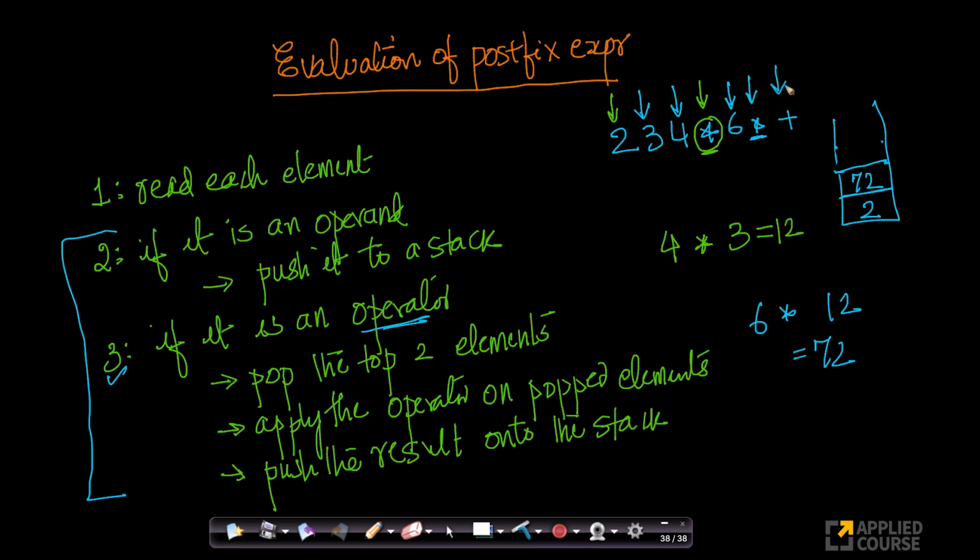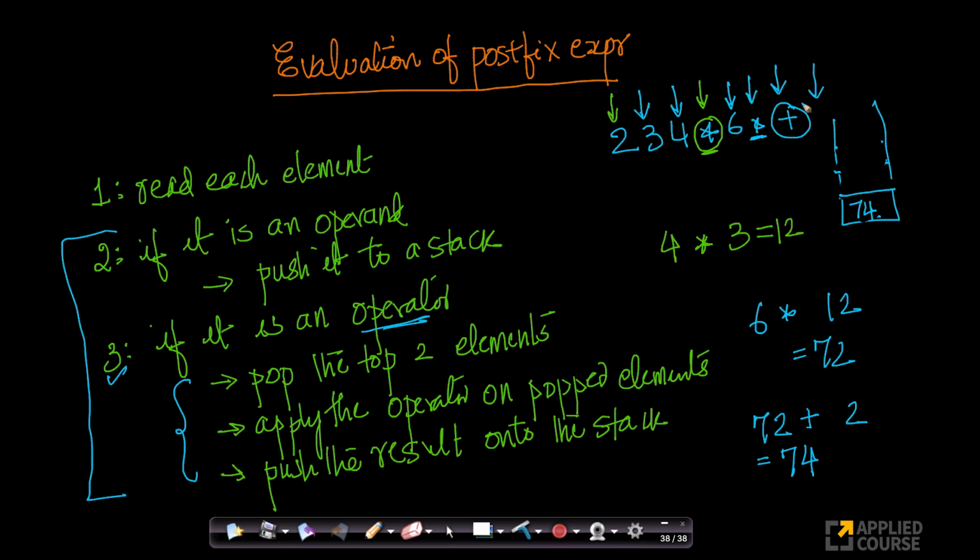What is the next thing? I get an operator. So I'm again in this case. Now pop the top 2 elements. What are my top 2 elements? 72 and 2. So now my stack is empty. Nothing else is left in my stack because I popped everything out. What do I have now? I have plus. I need to apply this operator. When I apply it, I get 74. Now I push the result onto the stack.